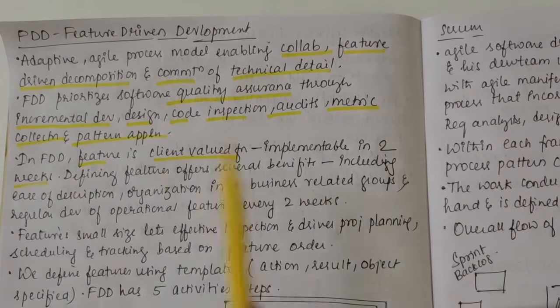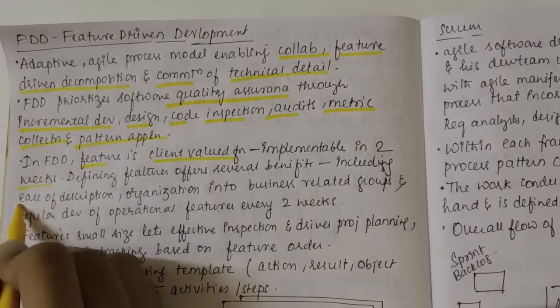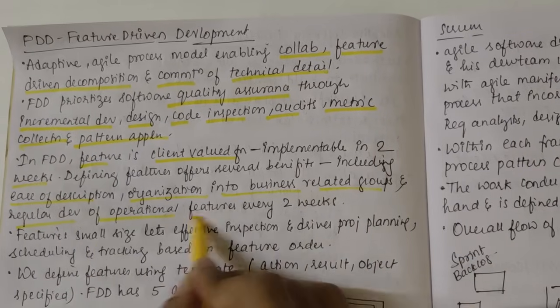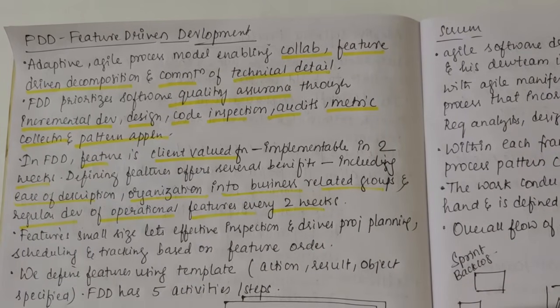So here we are defining the features. Defining the features offers several benefits, that is ease of description, organization into business related groups and regular development of operational features every 2 weeks. As we keep on developing features, in the first 2 weeks we develop one particular feature, in the next 2 weeks again we come up with one particular feature.